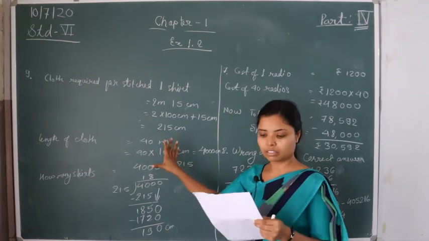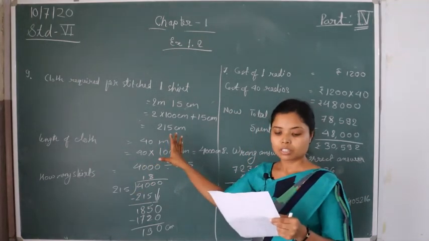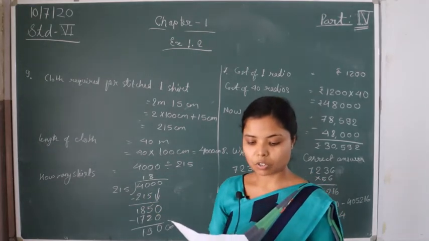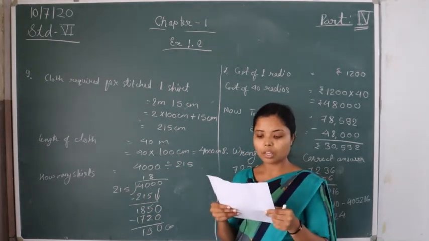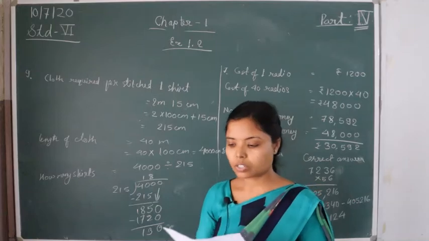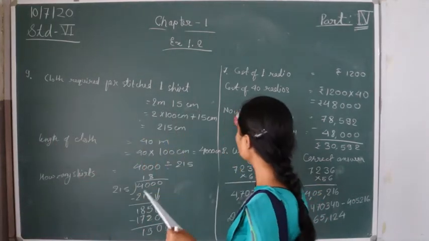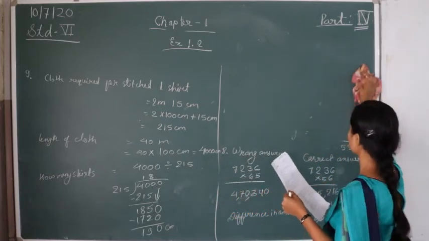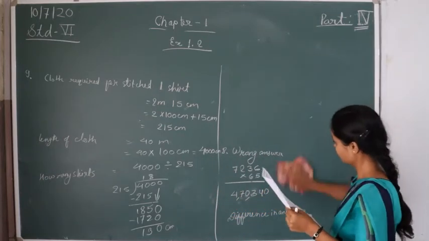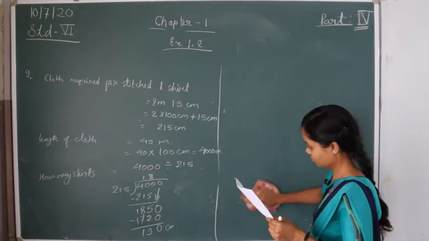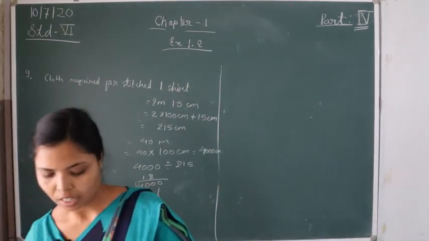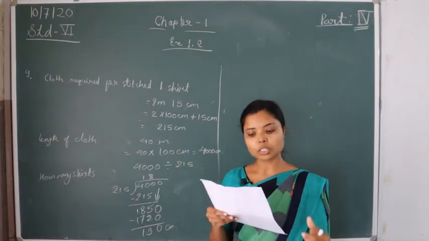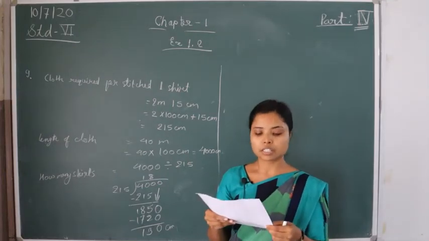Question 10 is just like this, so you have to solve this. Question number 11 we will solve. The distance between the school and the student's house is 1 kilometer 875 meter. Every day she walks both ways. Find the total distance covered by her in 60 days.